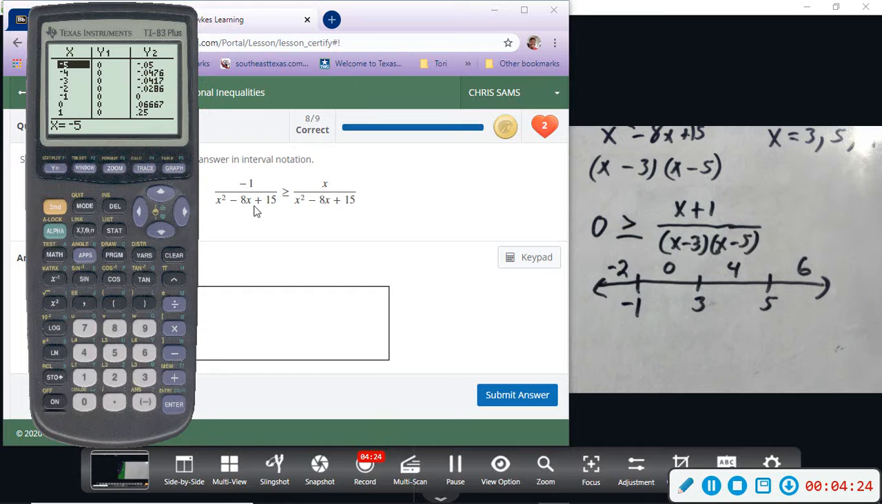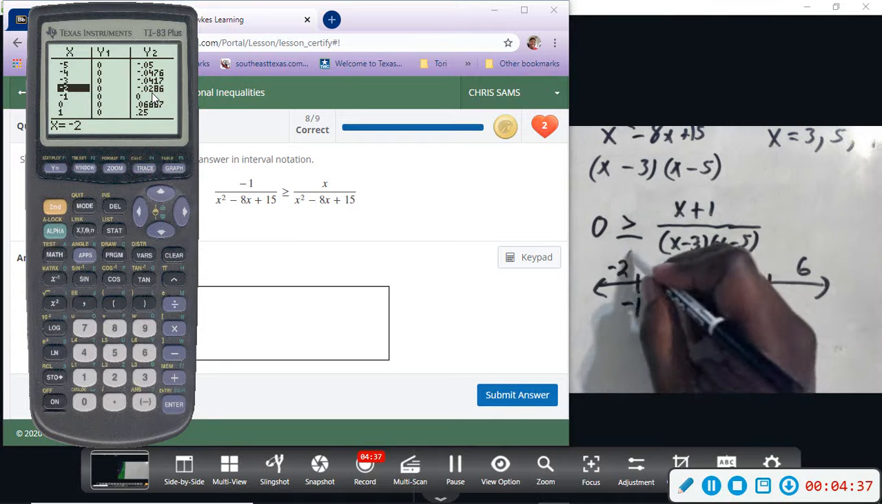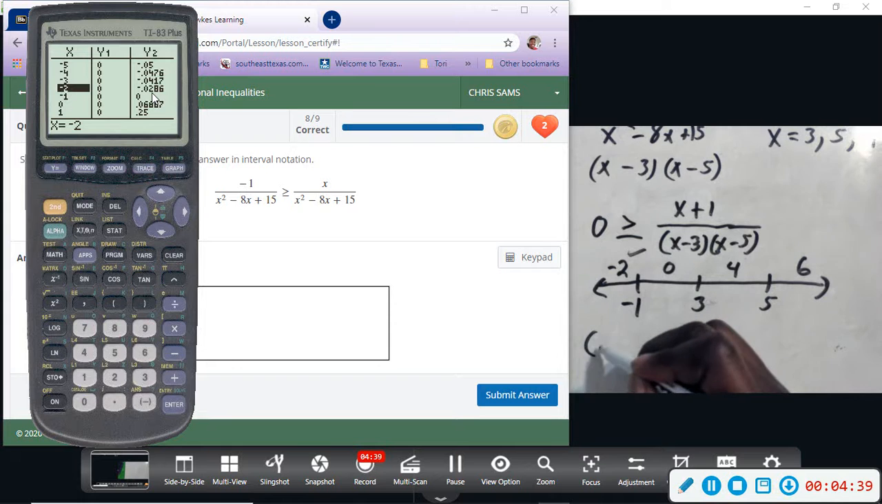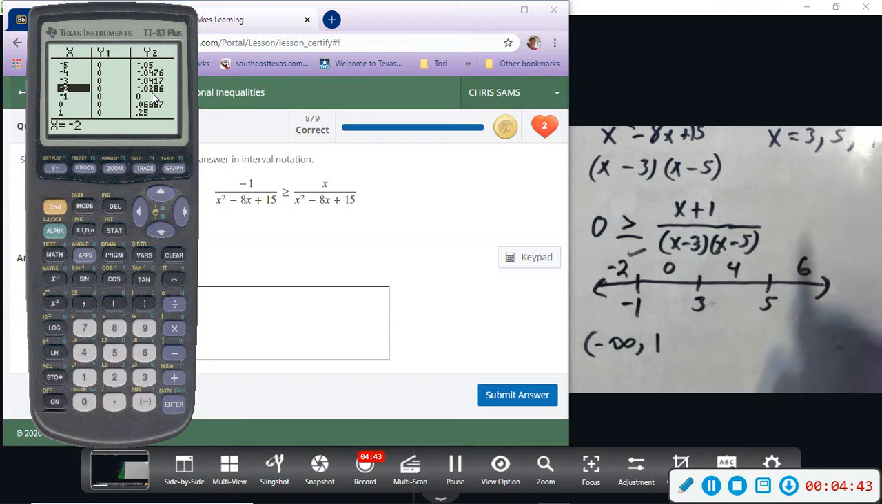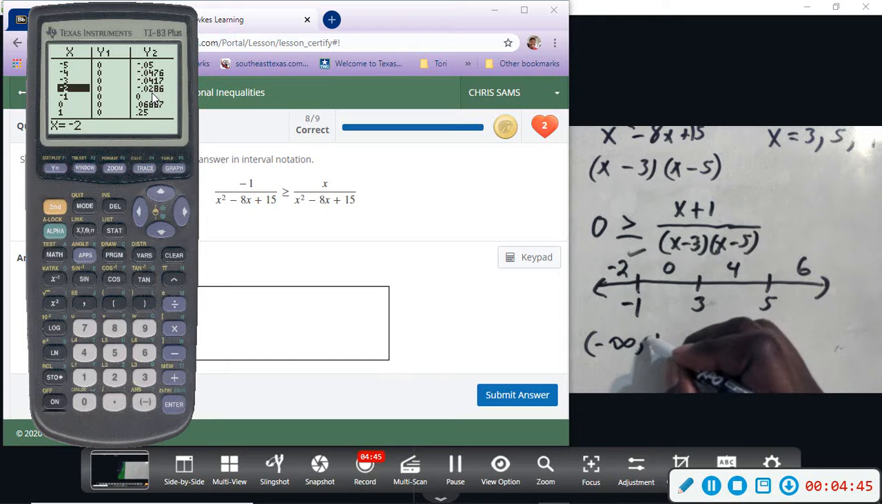We're going to check -2, and I'm seeing left greater than right. So is 0 greater than this negative number? Yes, it is. So this part works. So we get -infinity to -1. And -1 can be included, so bracket.